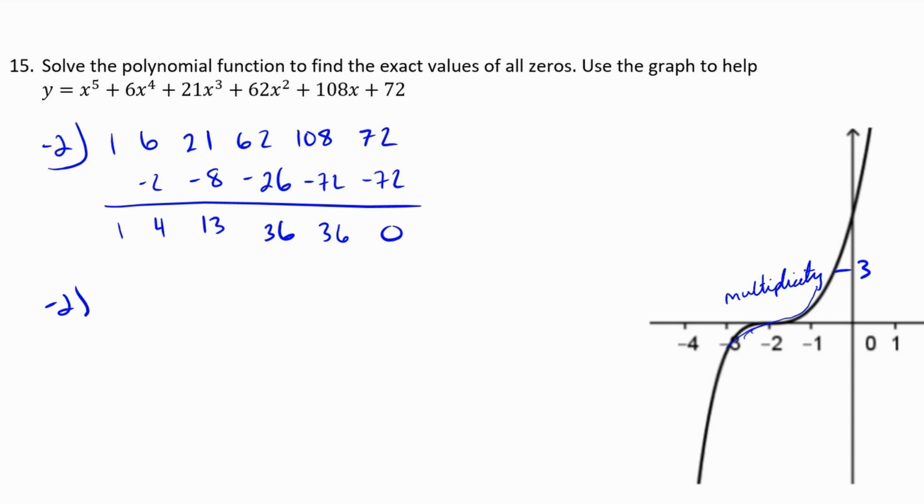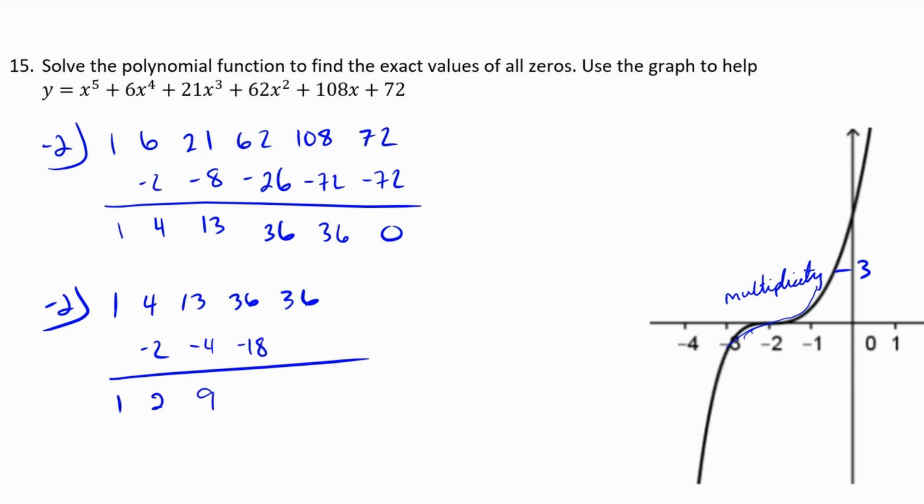So -2 now, using our resulting numbers, 1, 4, 13, 36, and 36. All right, so then I bring the 1 down. I get -2. 4 minus 2 is 2. -4, 13 minus 4 is 9. -2 and 9 make -18. 36 minus 18 is 18. And 18 times -2 is -36. So 0 now. I have 1 more to go.